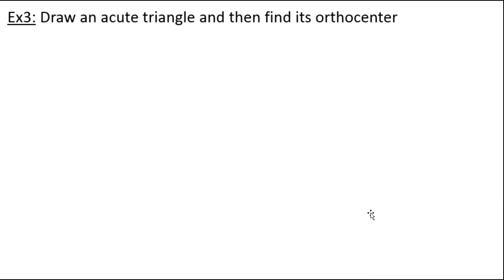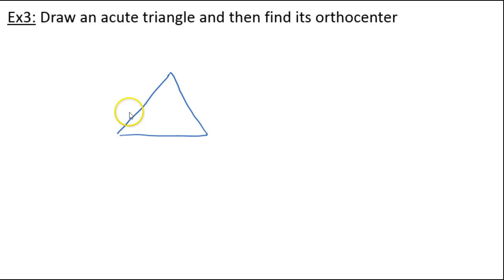So for example 3, I have to draw an acute triangle and then find its orthocenter. So I'm going to go ahead and just draw any kind of acute triangle. Remember, acute is less than 90 degrees. So here is one triangle. And I want to find its orthocenter.